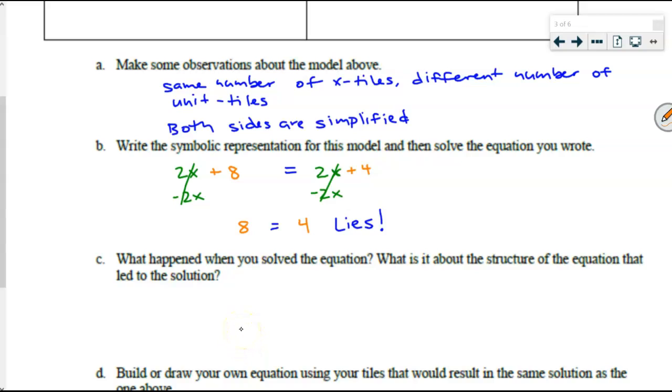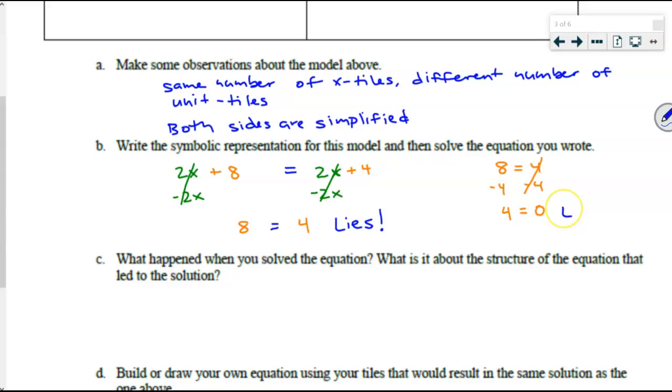I did hear some interesting conversation. Some students said, well, we're not done solving, so let's pick up where we left off. 8 equals 4. Could we subtract 4 from each side? Yeah? So I'm going to subtract 4 from each side. 4 minus 4, what does that leave me with? 0. 8 minus 4 leaves me with? So what do I have now? How do you feel about that?